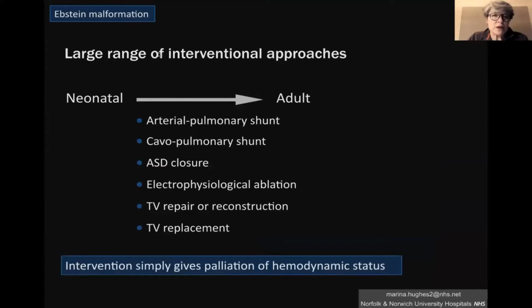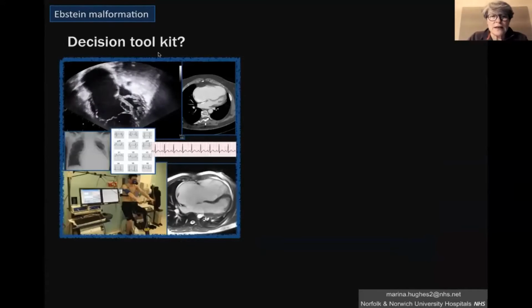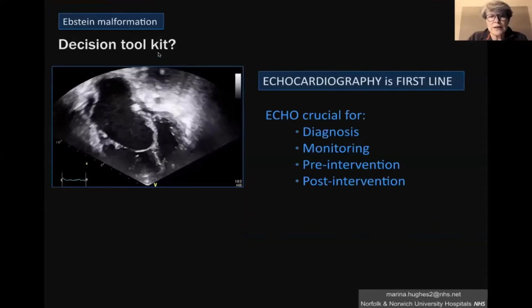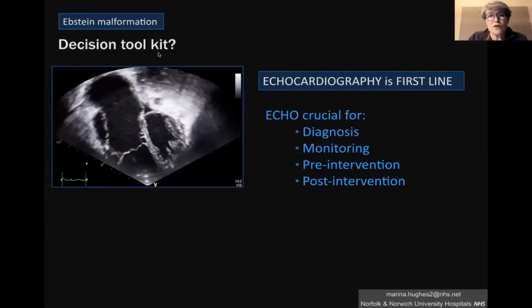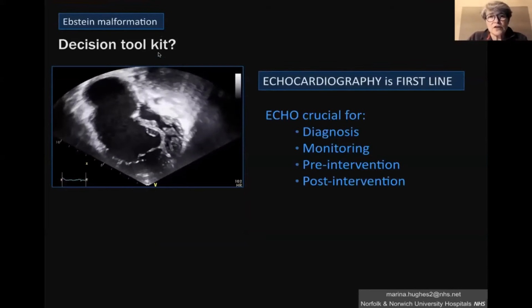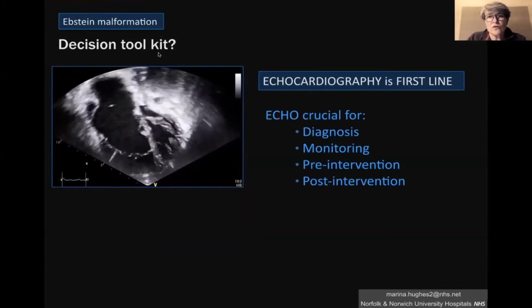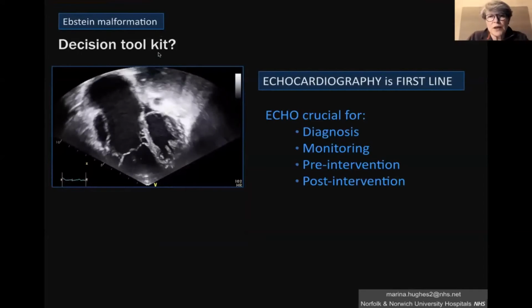And with all of this variability, there's a multitude of different interventions that we offer at varying stages in the life of a patient with Ebstein malformation. But all of these interventions only give palliation of the hemodynamics. There's no cure for this disease. And so we use a whole repertoire of imaging and other diagnostic tools to help us make decisions along the way. But fundamentally, echocardiography is the first line decision tool and imaging tool for this malformation.